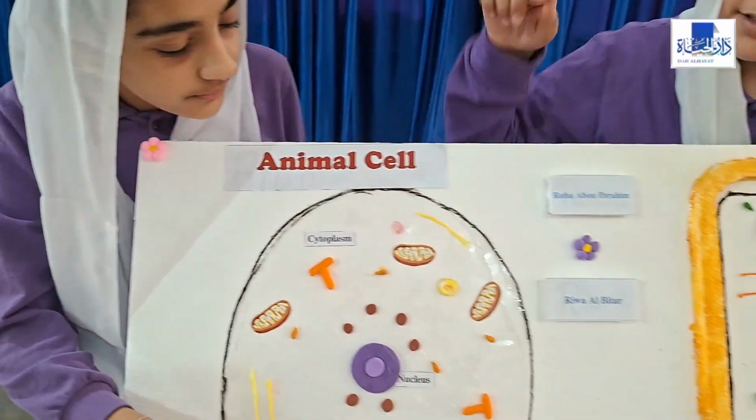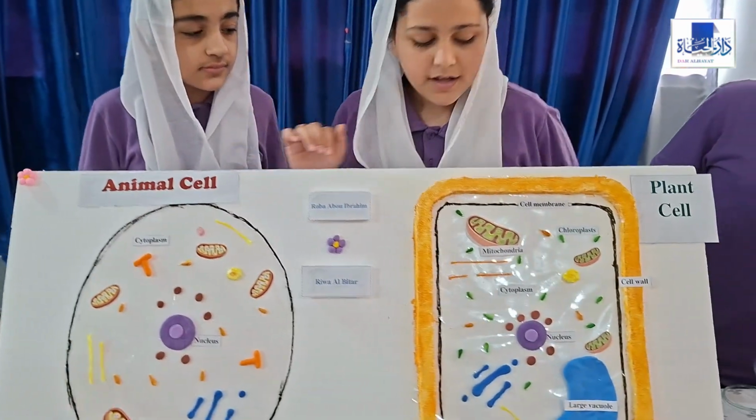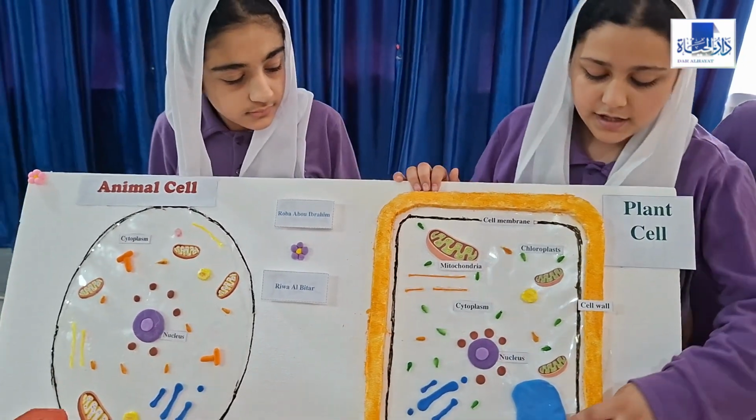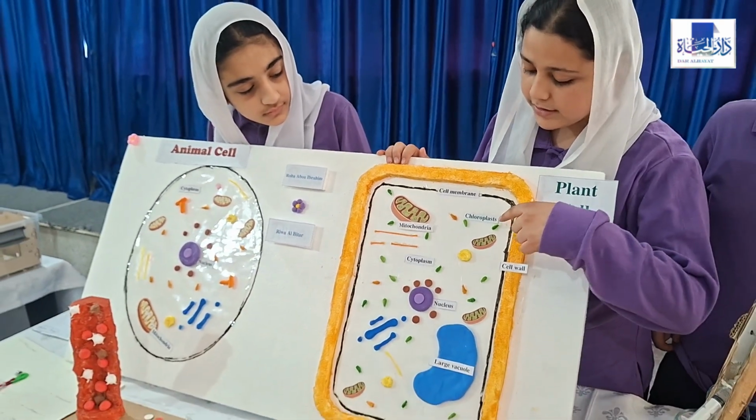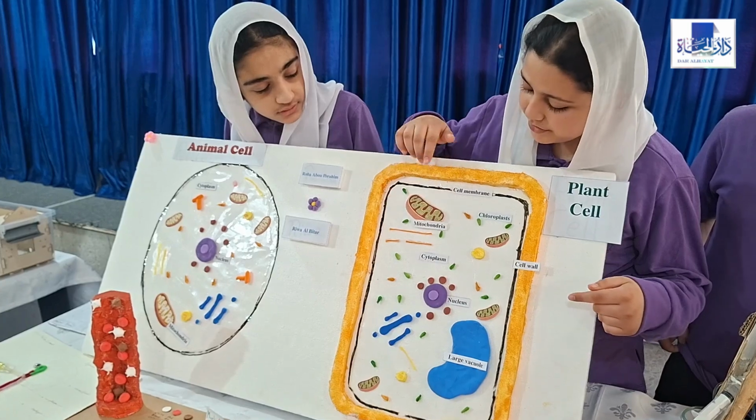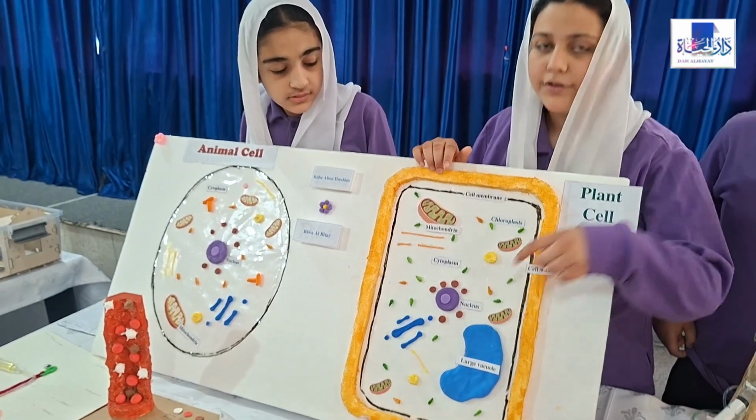And the nucleus. And the plant cell includes a large vacuole, cell wall, a chloroplast, mitochondria, cytoplasm.